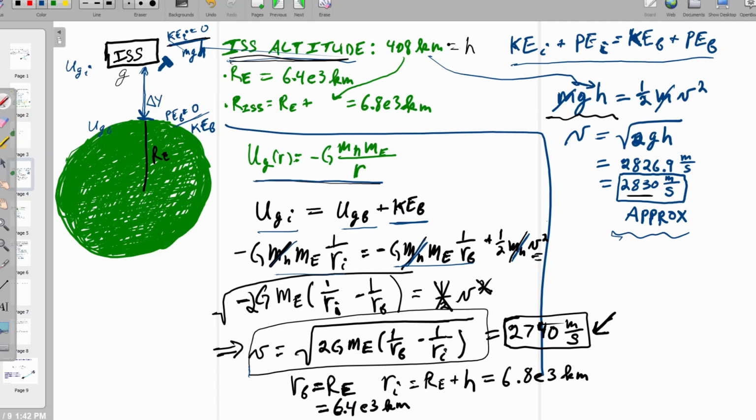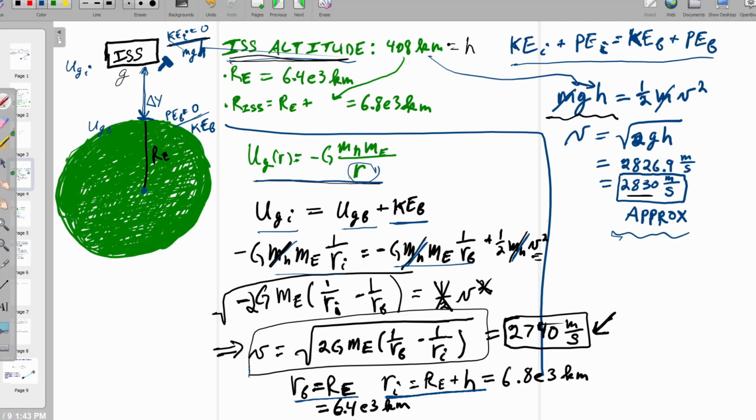And if I plug in numbers into that, note here that our final r is not 0, right? It's the radius of the Earth, because 0 would be right at the center of mass of the Earth. The radius of the Earth is where the final location is. The initial radius is not h, right? It is the radius of the Earth plus h, because the distance in the formula is the distance to the center of mass of the object in question.